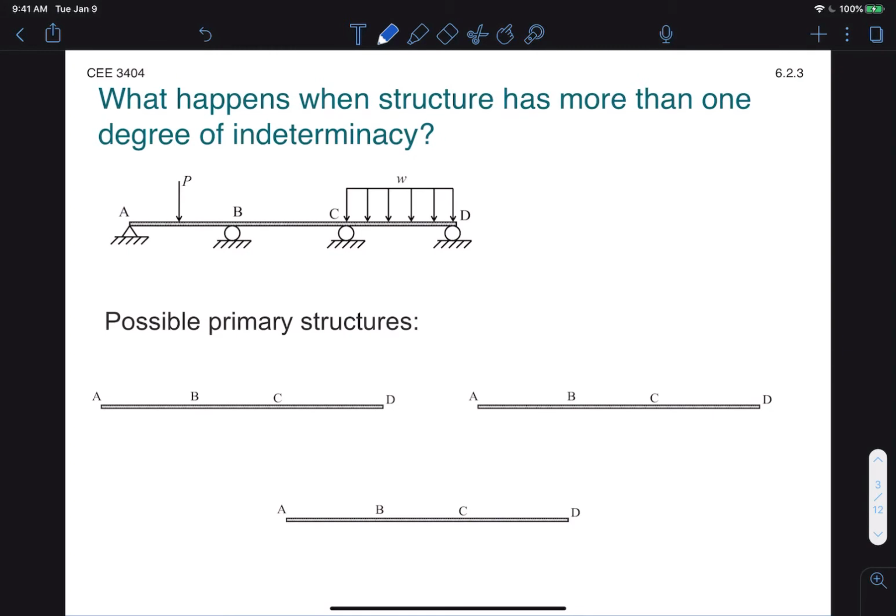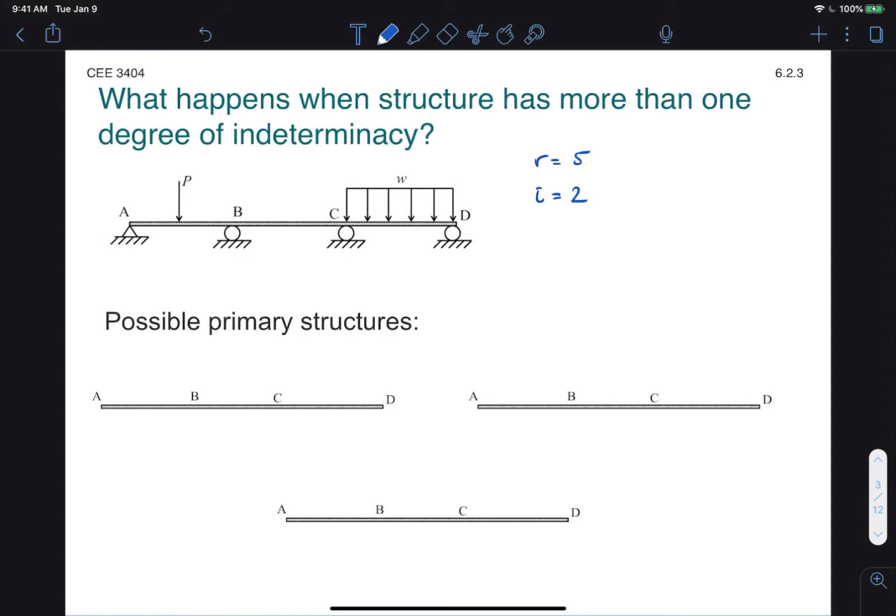So what happens when a structure has more than one degree of indeterminacy? Well, let's look at this by taking a look at this example here. We have a total of 5 reactions, which for a standard beam means that we have a degree of indeterminacy of 2. And so to create our primary structure, we have to remove 2 redundant reactions this time. So thinking about this for a moment, it's clear that we have to remove 2 of the rollers for this to remain stable. So let's look at the possible combinations.